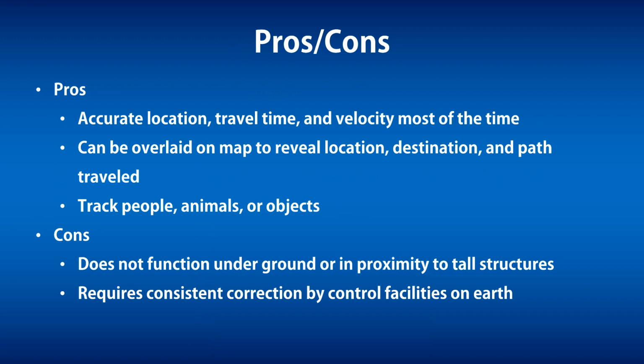Some of the pros and cons for GPS. Pros: it provides accurate location, travel time, and velocity. All this information can then be overlaid on a real-world map to reveal your actual location along with where you're heading and where you've been.